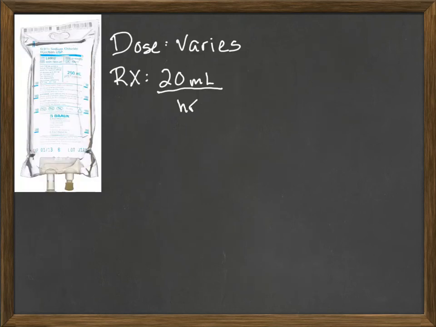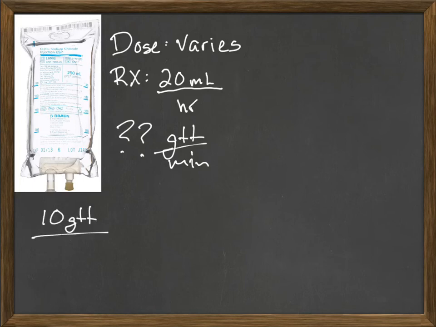Final example here, say we need to give some fluid to this patient. Say we're just going to give a seemingly KVO rate, in order to give fluid at 20 milliliters per hour. Now we need to know how many drops per minute that's going to be. So again, we're going to start out with our drip set. So we do, not 60, but our 10 drop set. So 10 drops equals 1 milliliter.